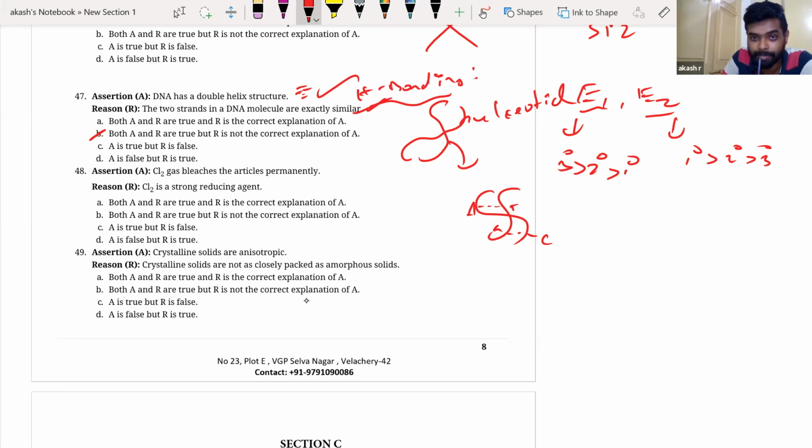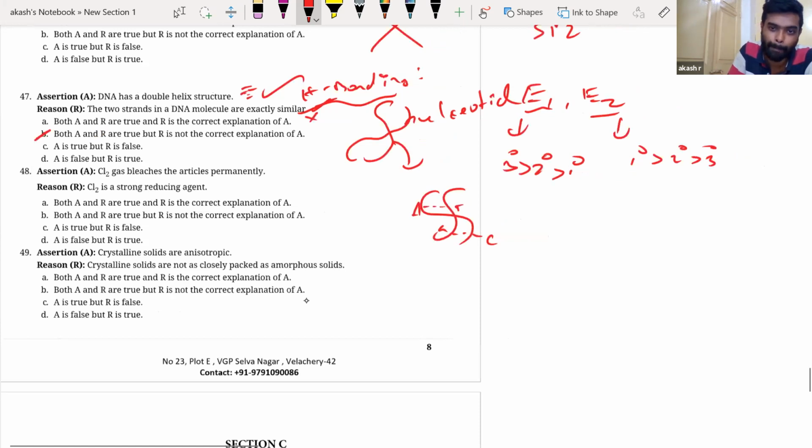Are you a biology student? Yes, sir. Thank you. This is where biology people are going to help me. Absolutely. I'm so sorry, people. This is not true. The two DNA strands are not exactly similar. What I'm trying to say is, as she said, they are complementary.